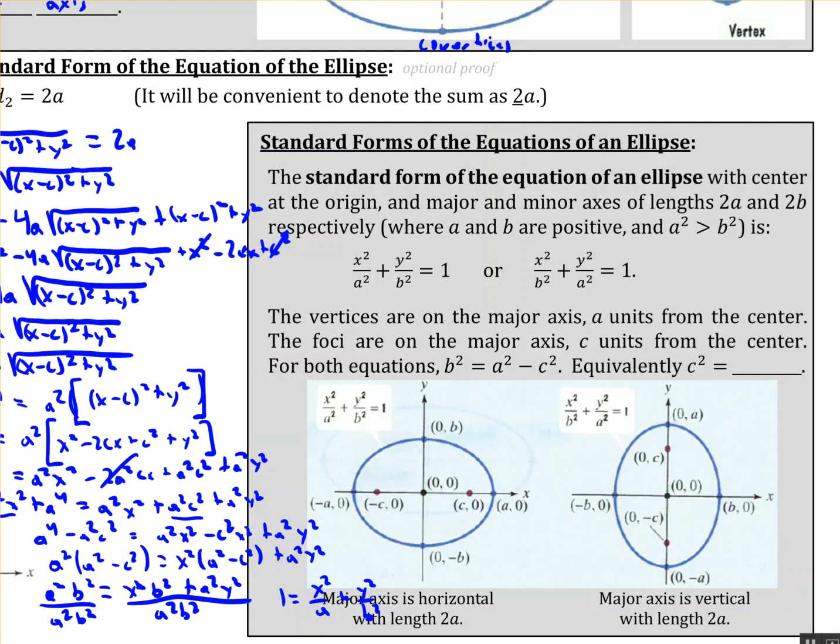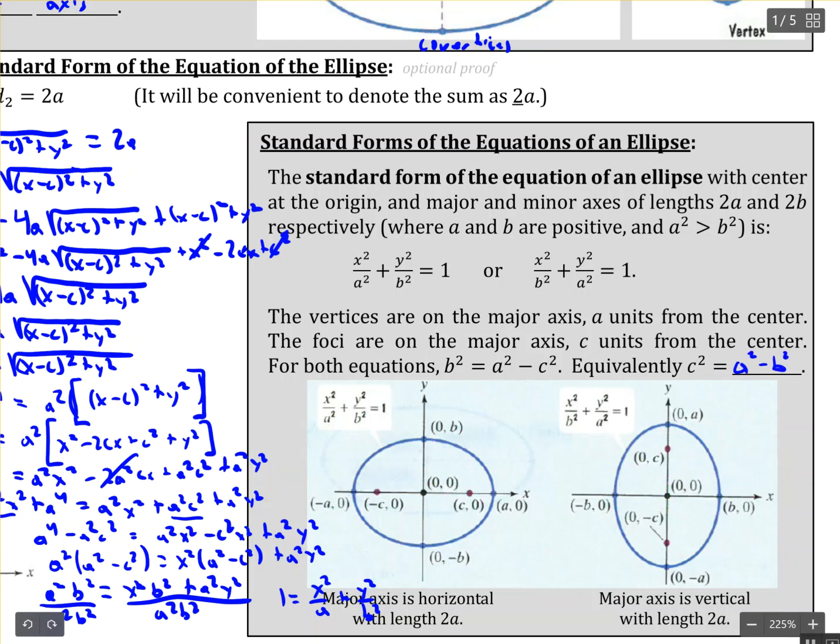The standard form of the equation of an ellipse with center at the origin and major and minor axes of length 2a and 2b respectively. The vertices are these guys here. The vertices on the major axis are a units from the center. The foci are on the major axis, c units from the center. For both equations, b squared equals a squared minus c squared. Or if I solve that for c squared, it's a squared minus b squared.